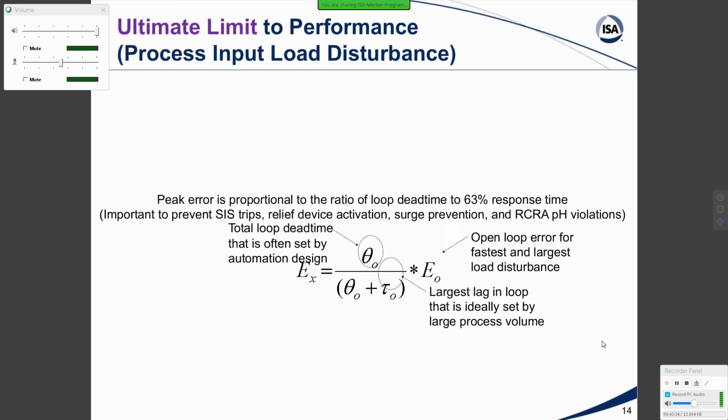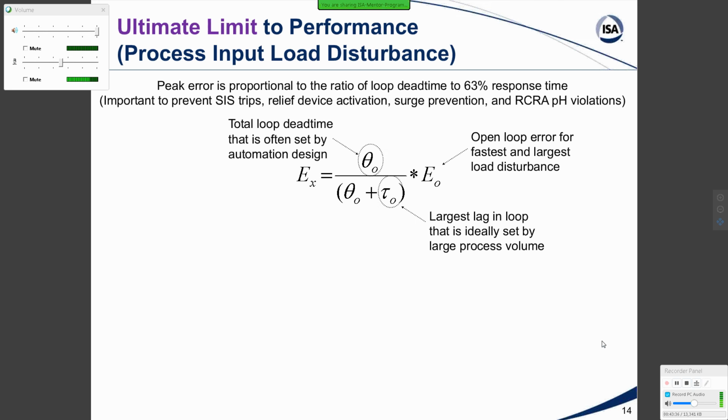Now, let's look at the ultimate limit to performance for a process input load disturbance, and we mentioned that the peak error, the ratio of it to the open loop error, and the open loop error is the fastest and largest load disturbance, is based on this ratio of dead time to the dead time plus time constant.